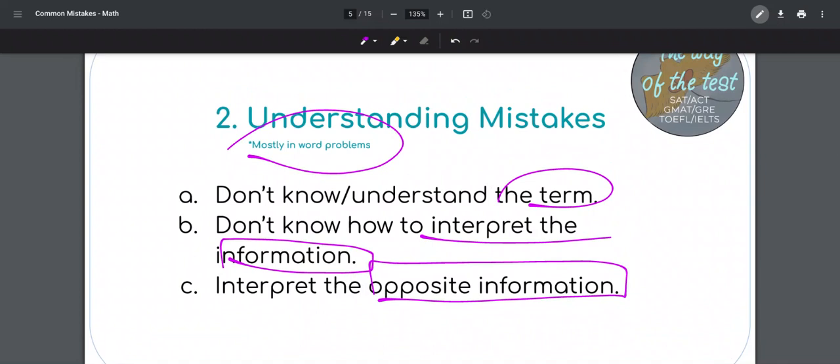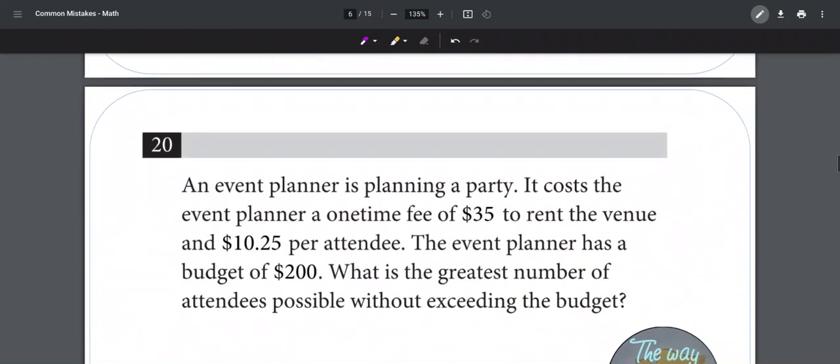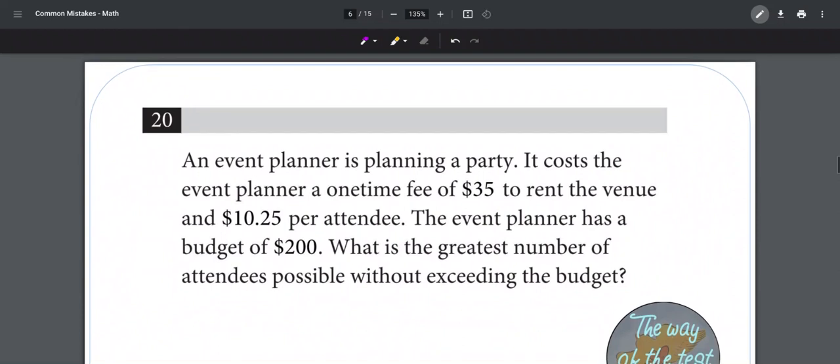If you see that you have another type of understanding mistake, but still falls into this category, just put it here. Okay, so again, as I told you, this pretty much happens with word problems. It may happen with other types of problems, but pretty much with these type of problems, right? Where they're trying to tell you a story. So there's a party and there's an event planner and they tell you prices.